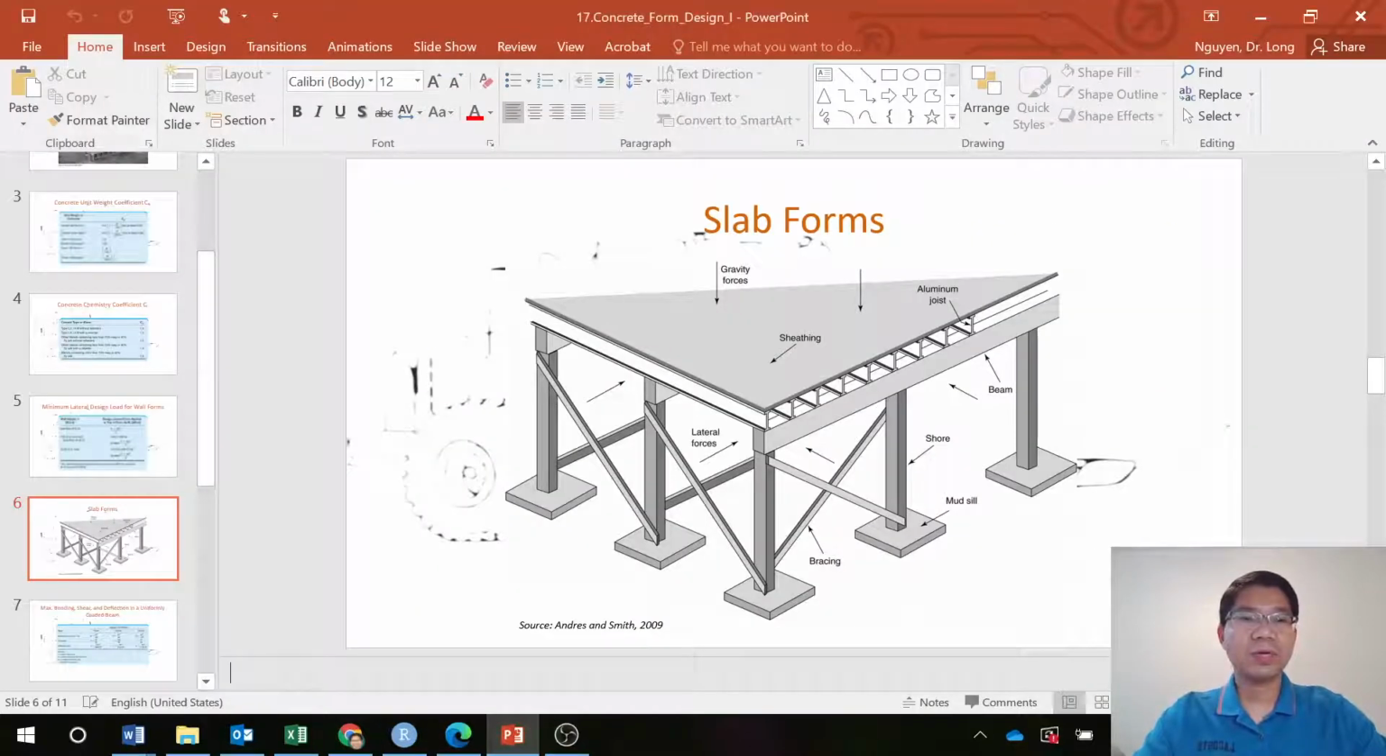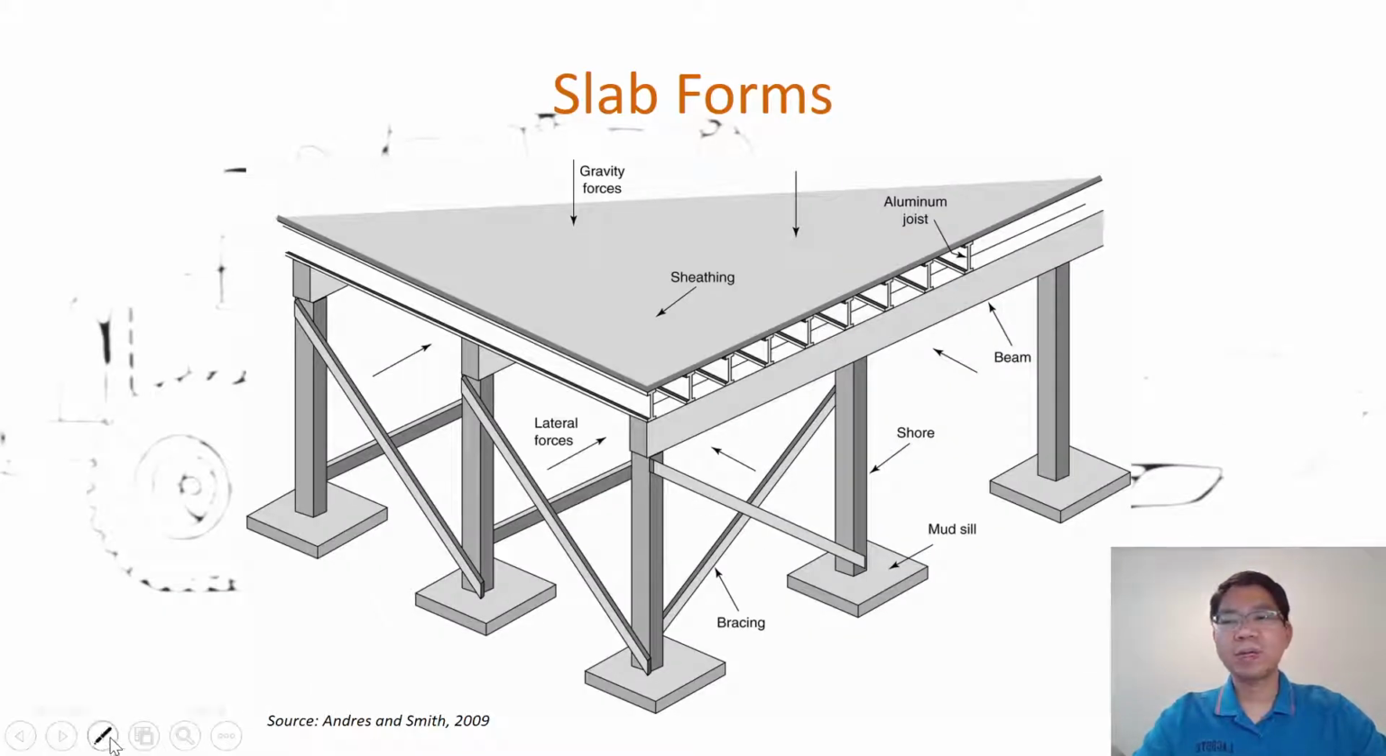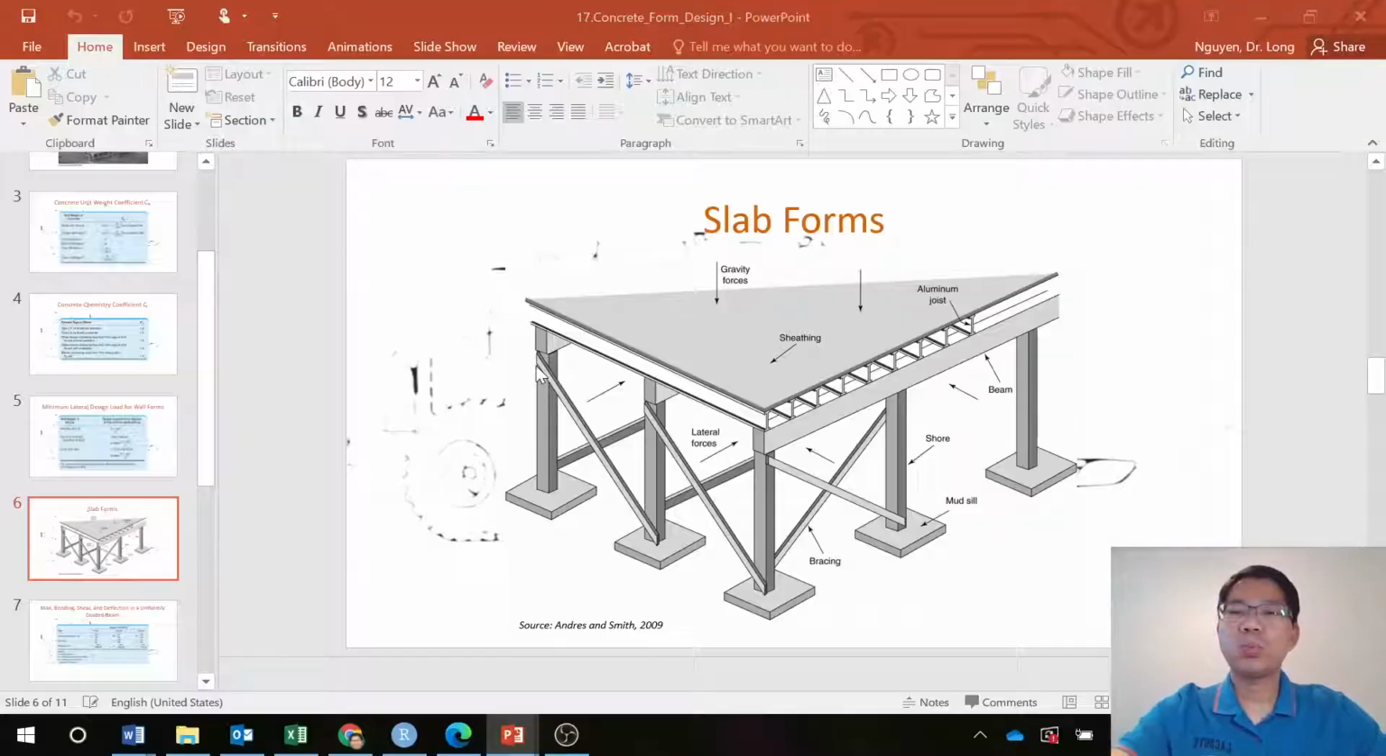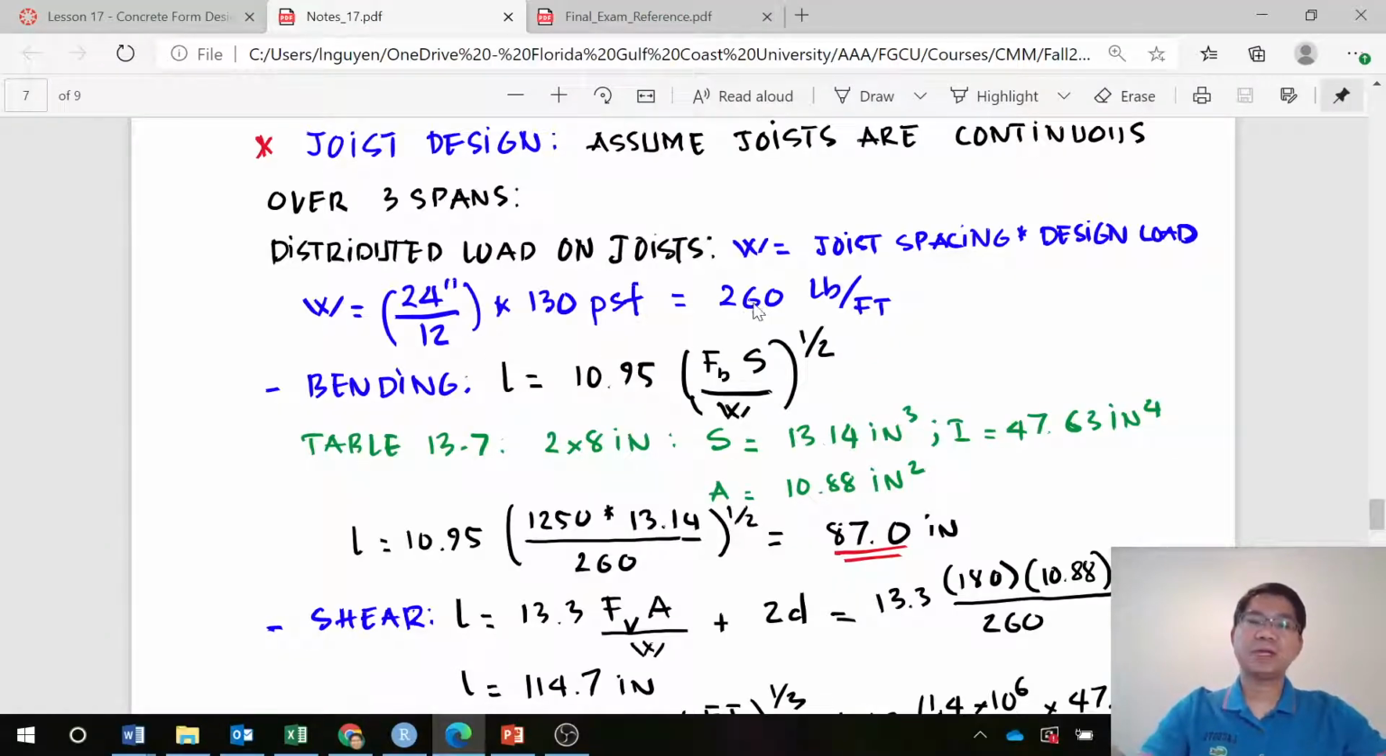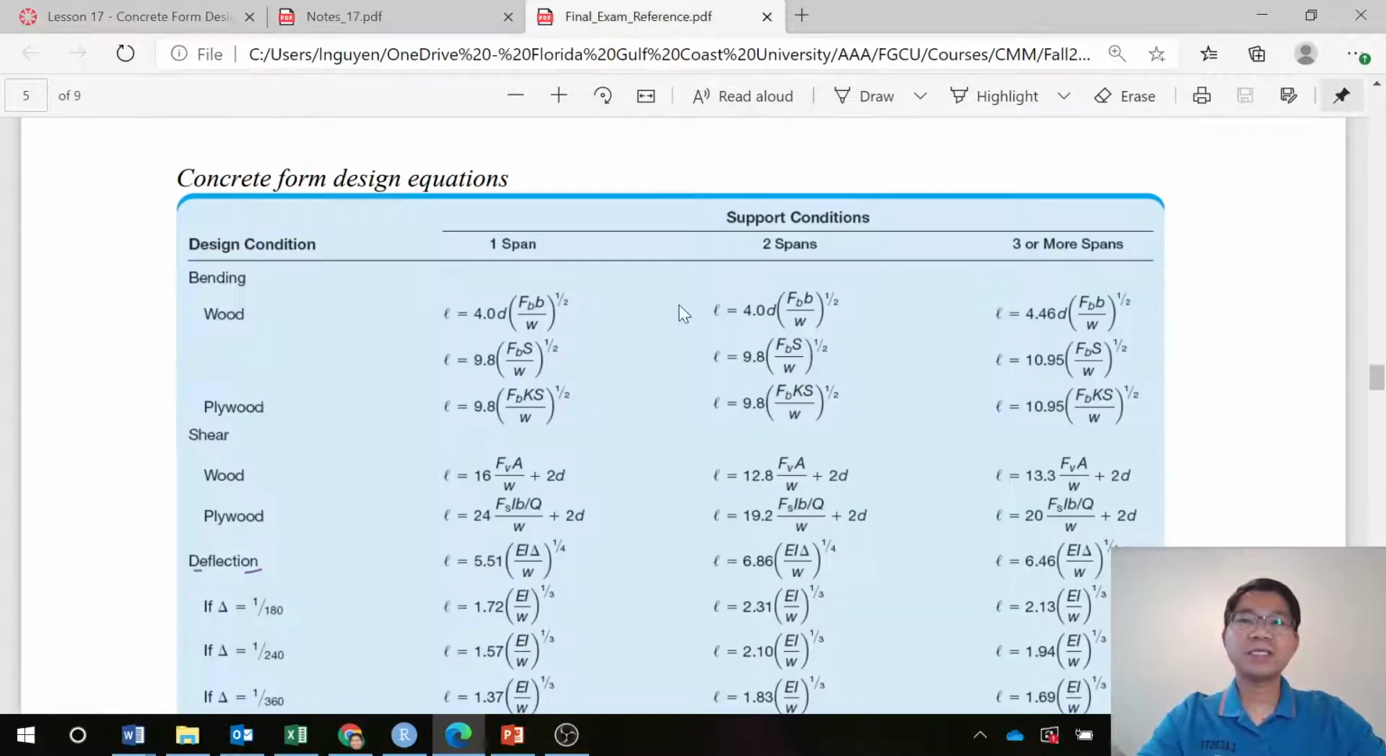Why that? Let me go here to explain, and you can use the same reasoning for the following steps. Looking at the joists, you can see the spacing between joists is 24 inches. So one joist carries 24 inches of spacing, and you multiply by the design load on the slab. Then you can see the distributed load along the joists, and that's why we have that equation to determine it here. So when you have the w, then you can go to this, and this is wood.